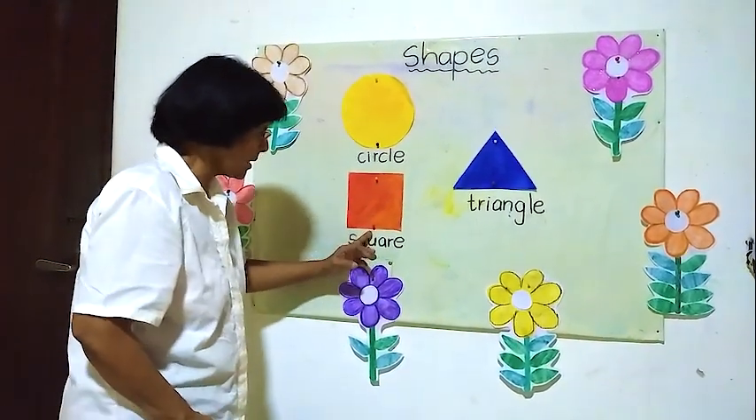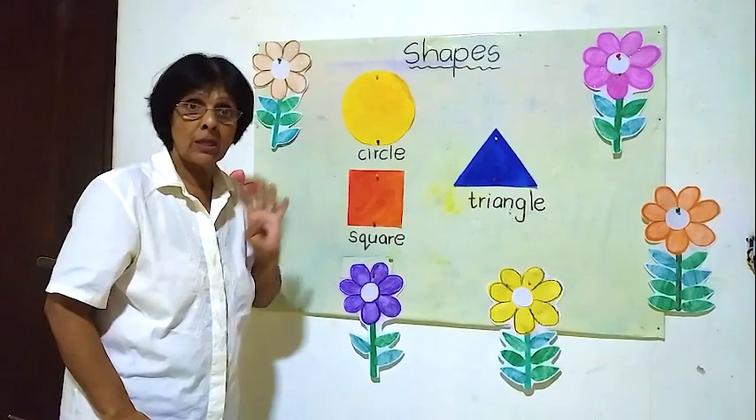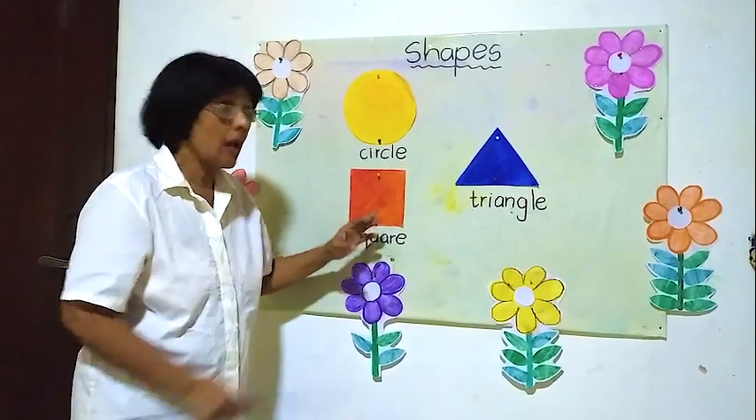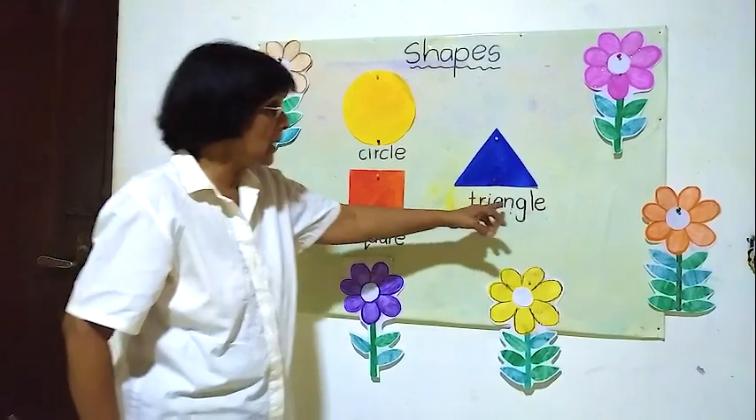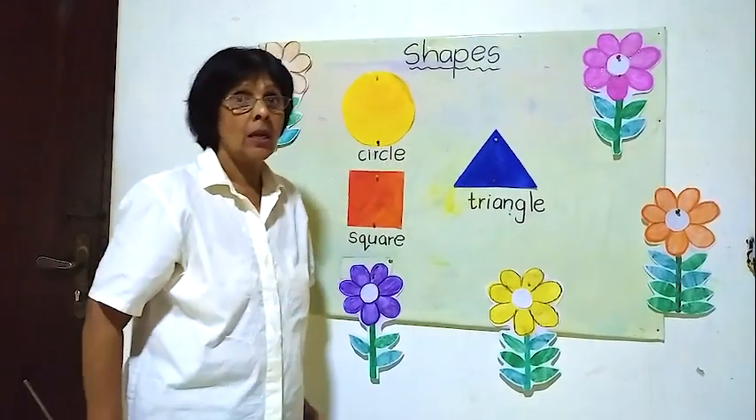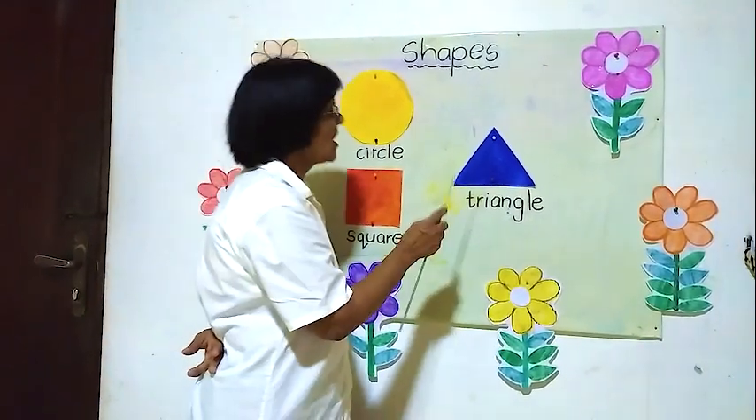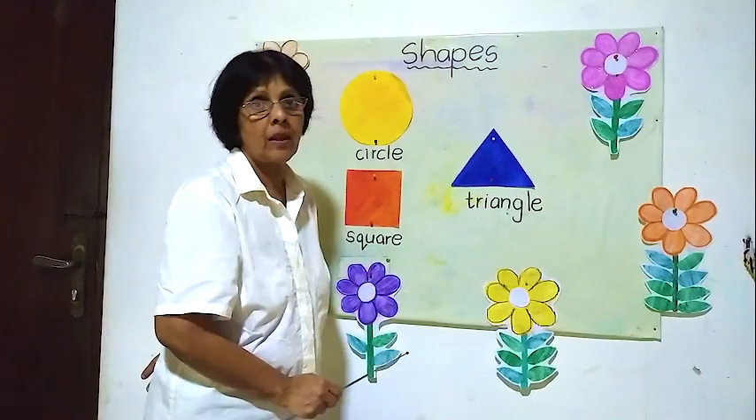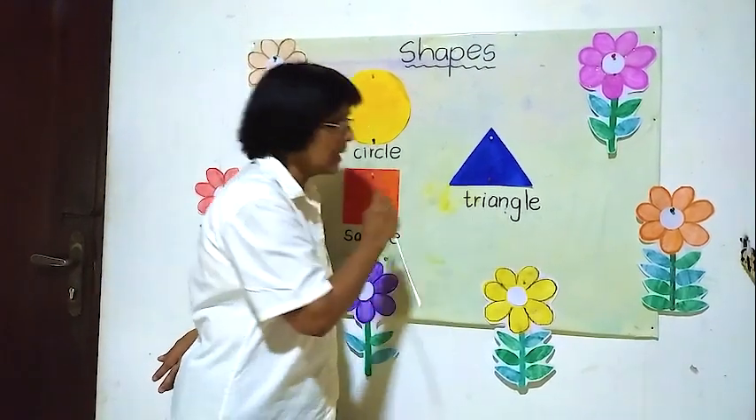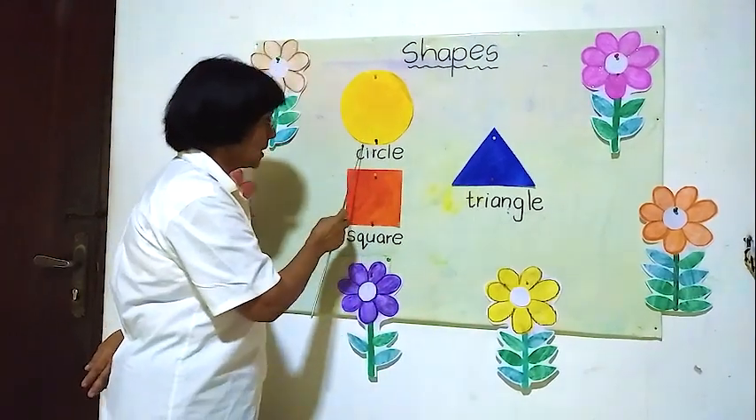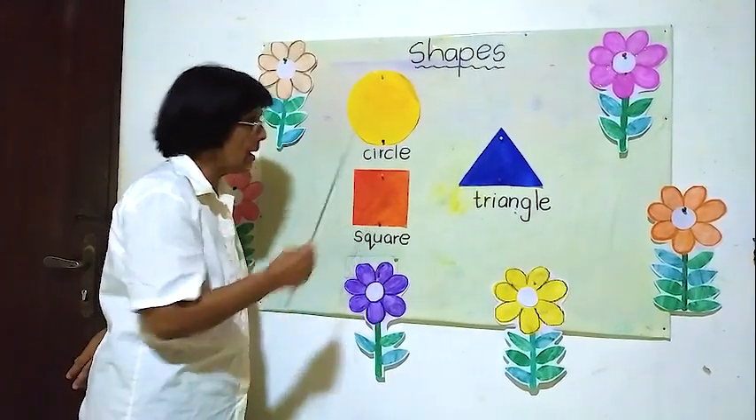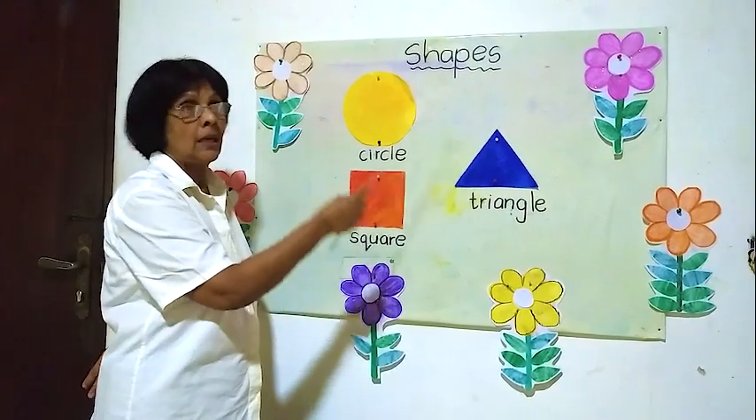Now this one has 4 sides. Square has 4 sides. Triangle has only 3 sides. We call this triangle. What do you call? Triangle. This is a triangle. Circle, square, triangle.